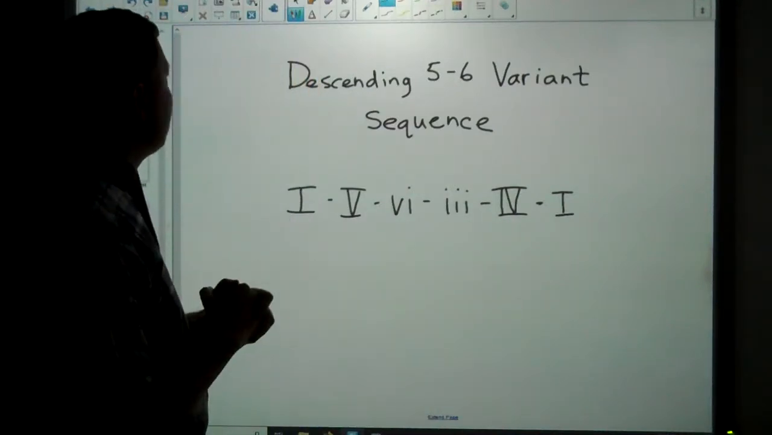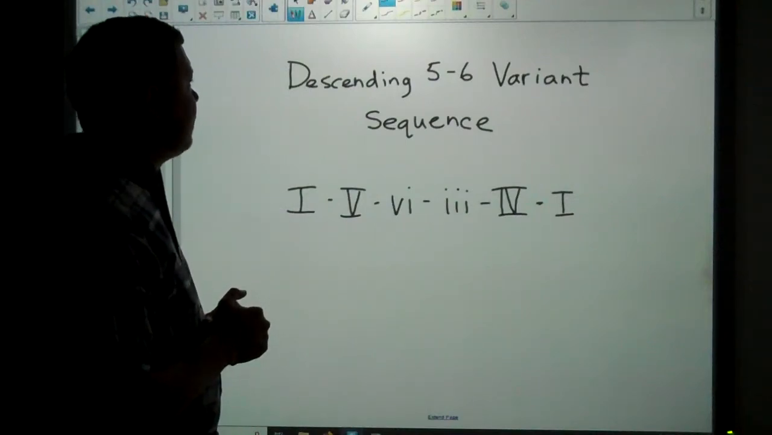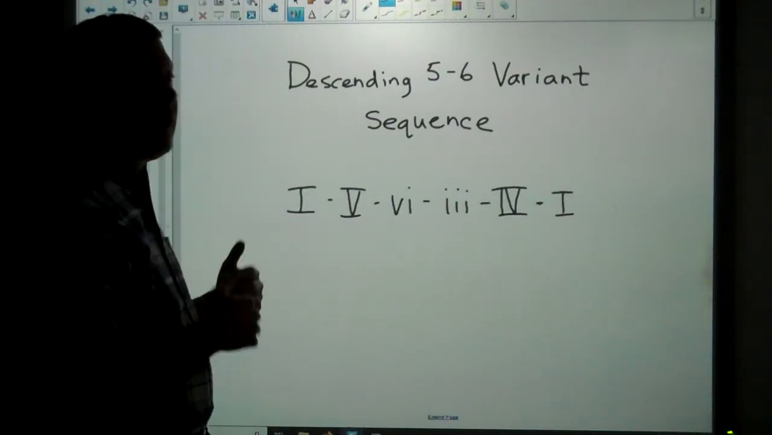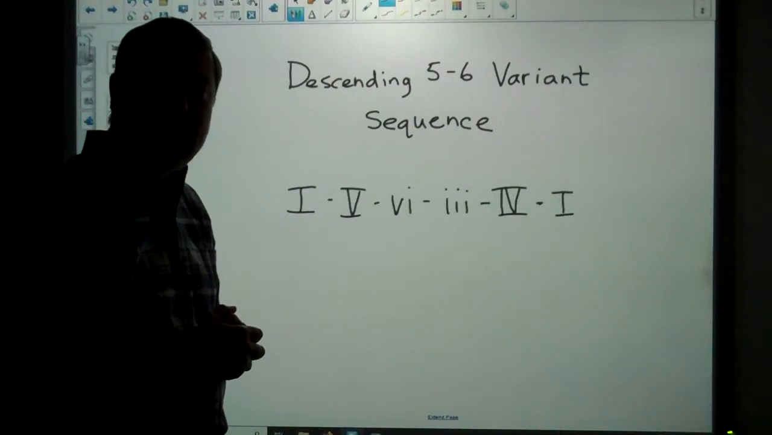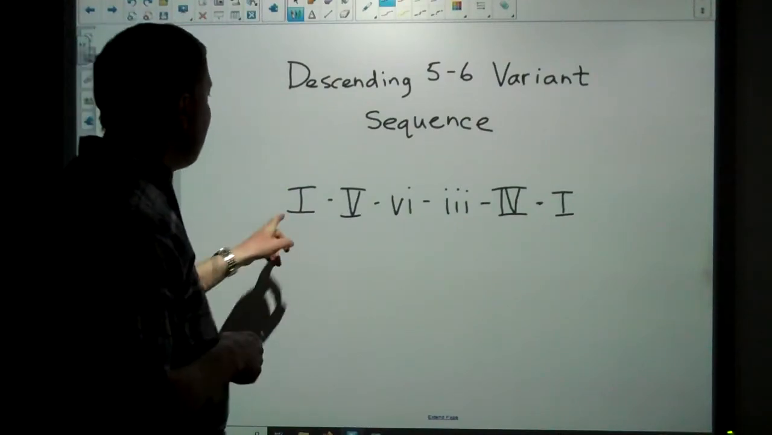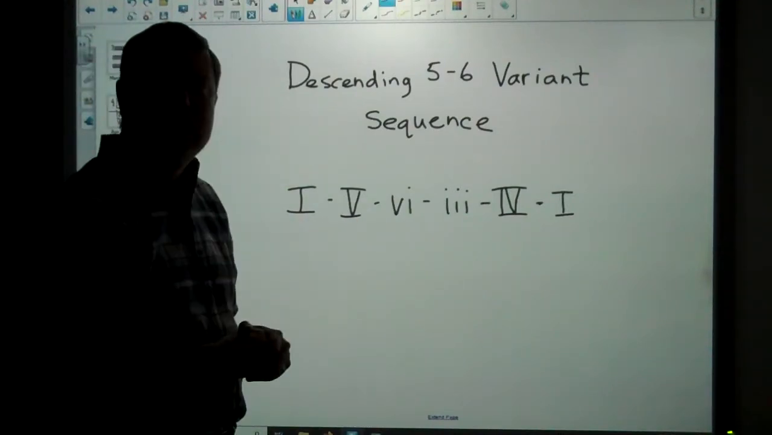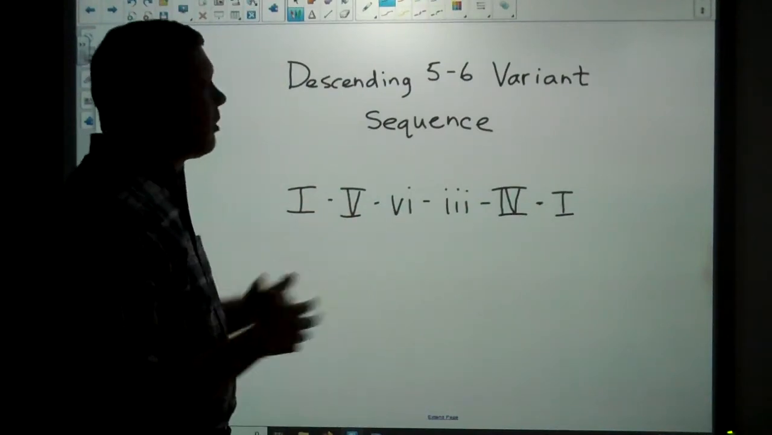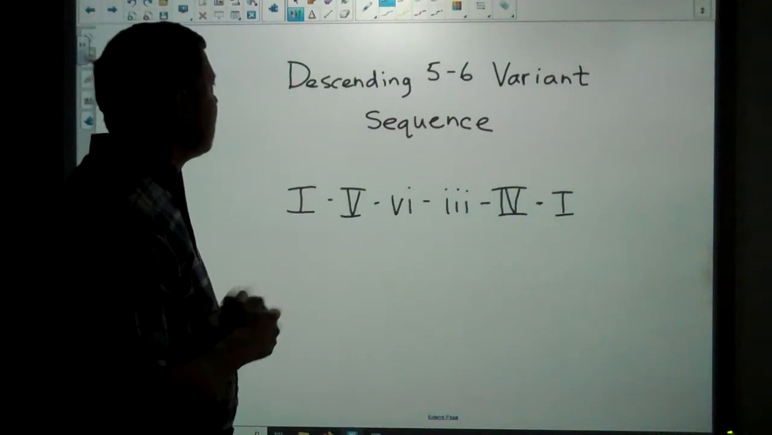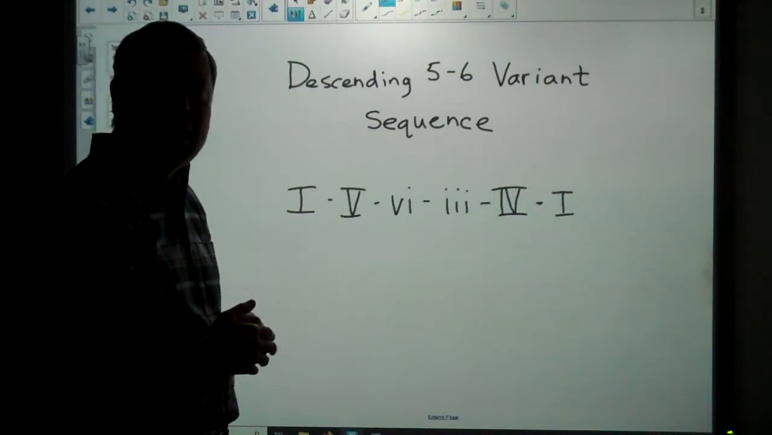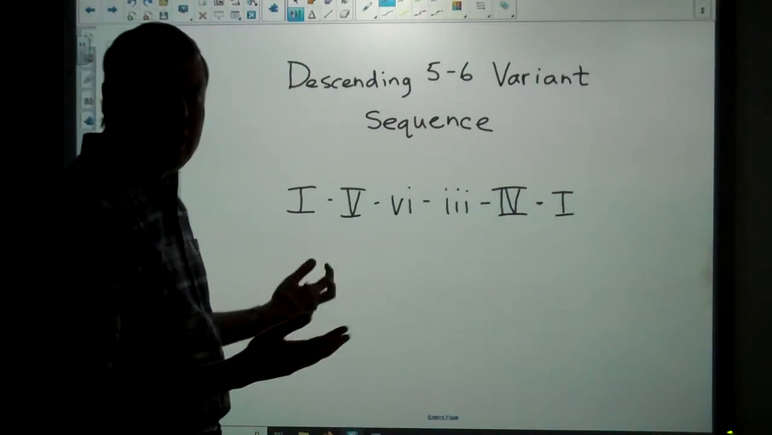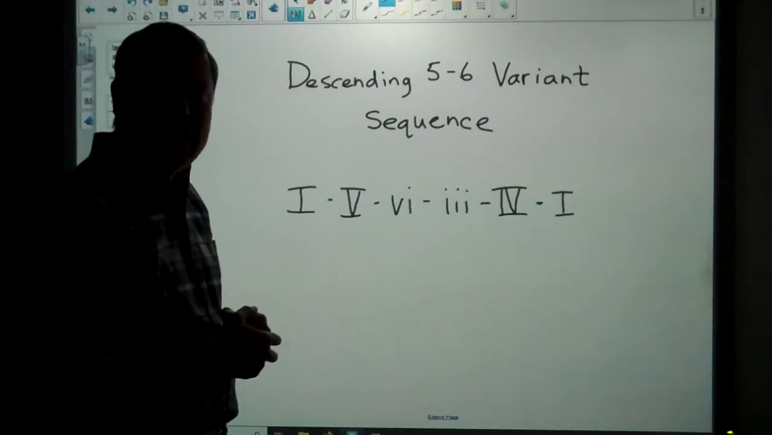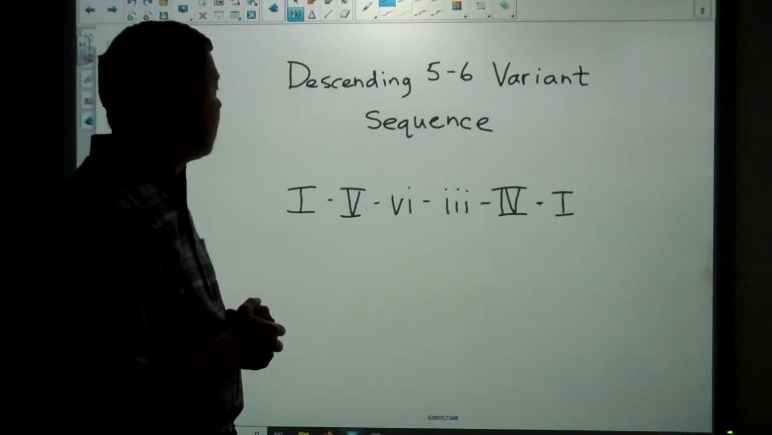Just to jar your memory quickly, the descending 5/6 variant sequence is what I call the Pachelbel canon sequence. If I were to play these 6 chords on the piano, you would hear them in this order. You would hear them and probably associate them with the Pachelbel canon ostinato, whether you like that progression or that piece or not.